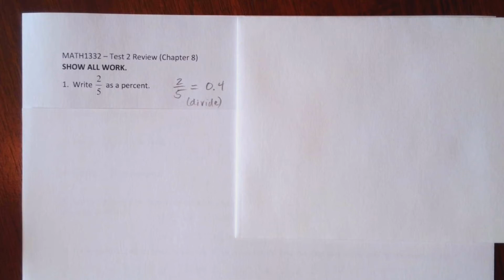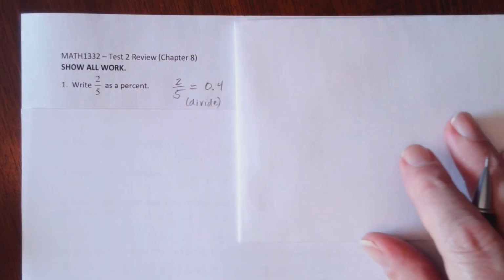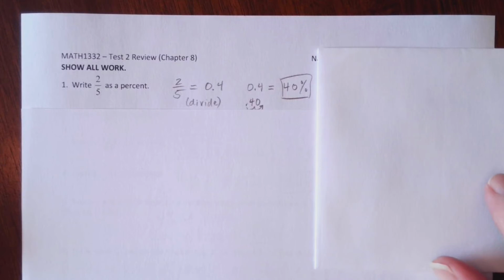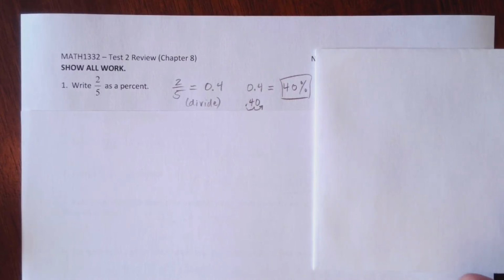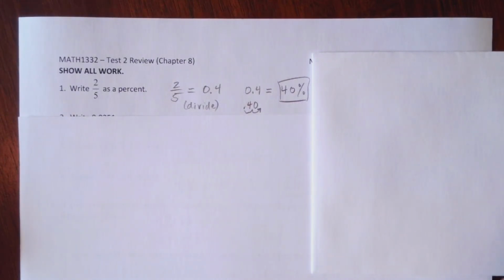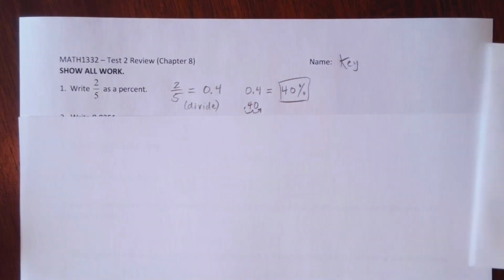You can see here we have 2/5 as a percent. To change a fraction to a percent, you're first going to want to change it to a decimal. You just divide 2 by 5, and you can do that on your calculator. When you do that, you get 0.4. If we move that decimal 2 to the right, we get 40%.